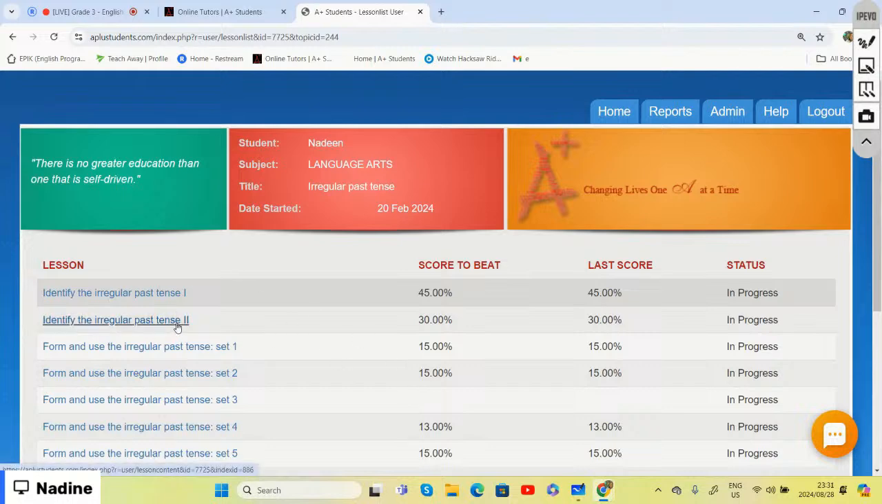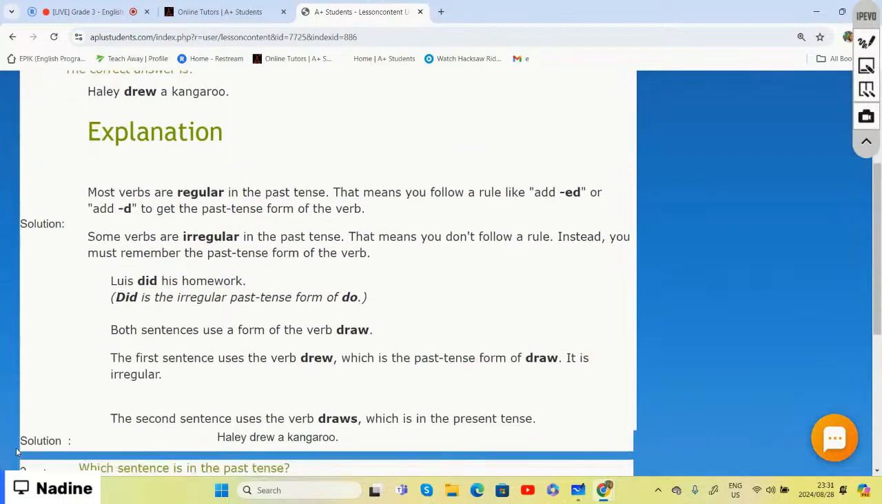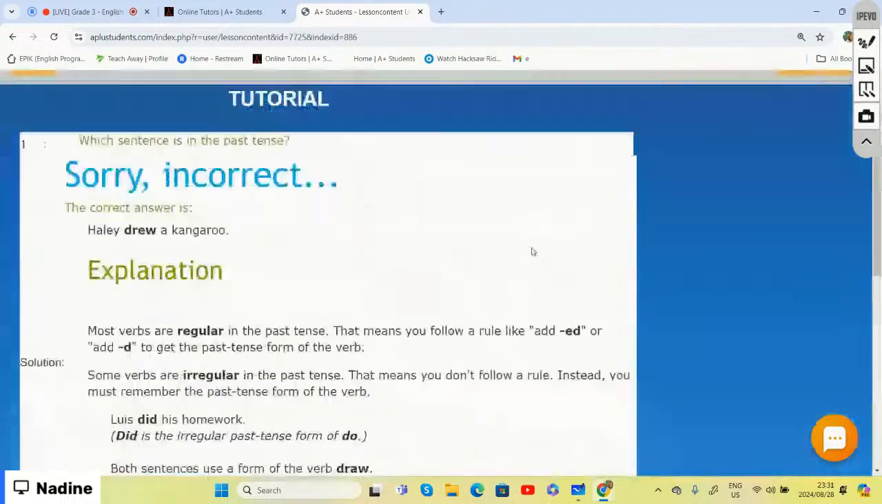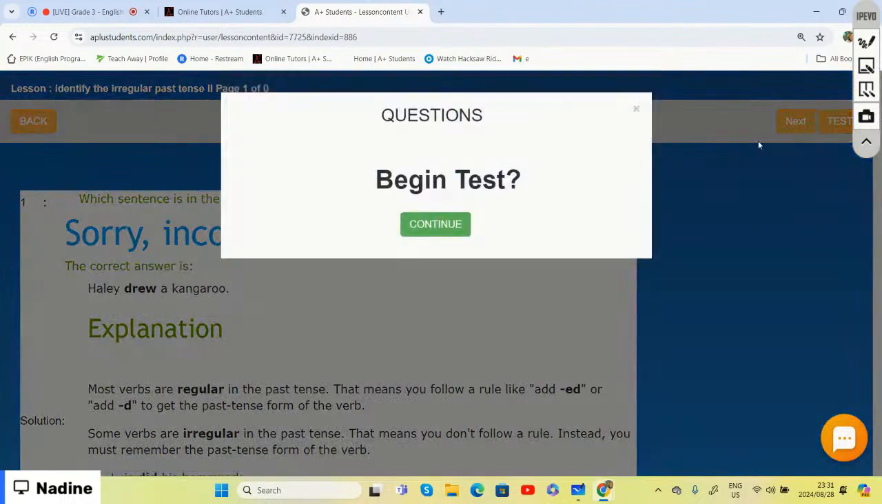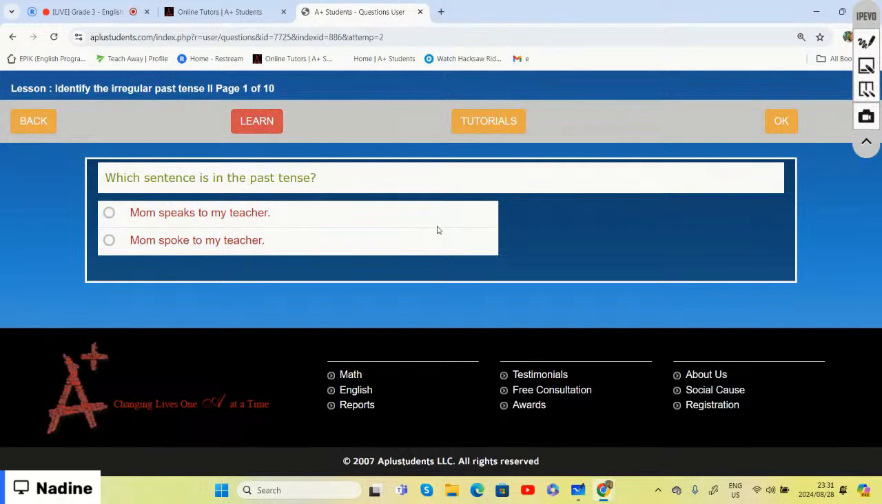All right, and we're going to the next one, also to identify the irregular past tense, right? If we go to our test, because it's basically almost the same. So now we're going to the test, where we are going to identify the irregular past tense. But now this is almost like a part two. So which sentence is in the past tense? It says mom speaks to my teacher, or do we say mom spoke to my teacher?